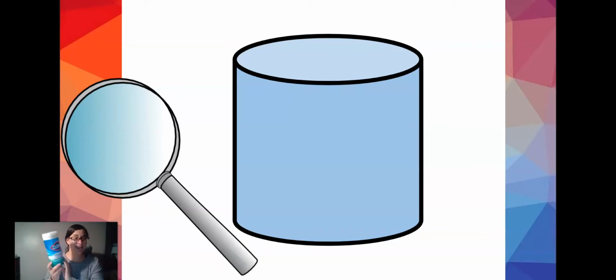You might have seen something similar in your room. A Clorox wipe container. It has two faces, no edges, it's all round, and no vertex. If you're able to roll something, that means it's a cylinder because it has no edges and no vertex. It should be able to roll. All right, let's see what our next shape is.